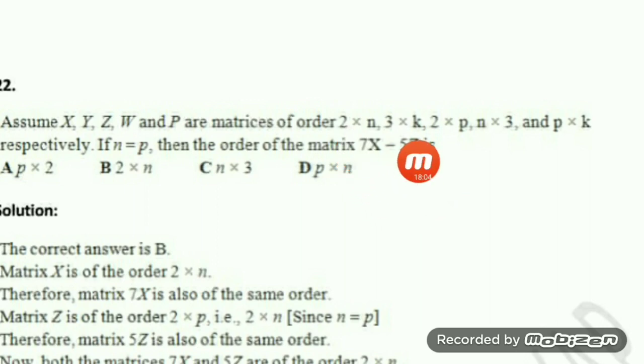Now you see this difference exists. Then you must have n equal to p. It's given that n is equal to p. What is the restriction here? That means the order of the result is either 2 by n or 2 by p. Here 2 by n is there, but 2 by p is not there. So your correct answer is 2 by n.